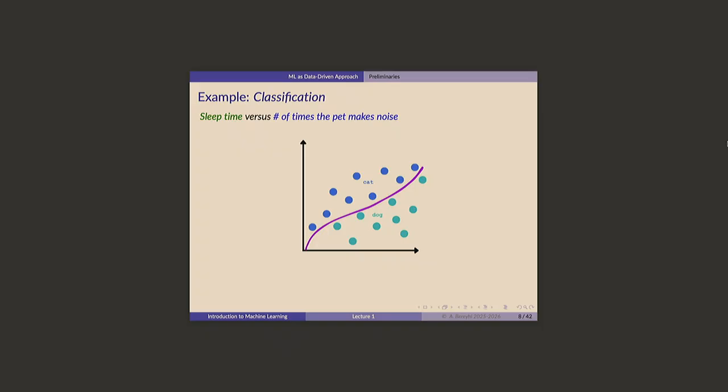Clear? This is a classification problem. Again, you're doing the same thing, right? You're collecting data. You're modeling it. What is your model? You would say there is one curve which is distinguishing between the pets, right?